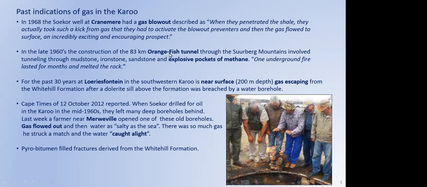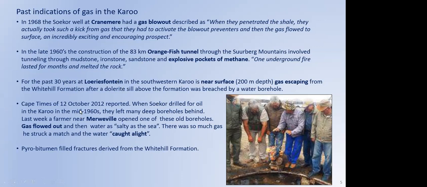And then in the 60s, while they were taking the Orange Fish River through the Seaback Mountains, they came across these pockets of methane, and an underground fire lasted for months. And then in the past 30 years at Louriesfontein, there's just gas that keeps escaping from where the White Hill is about a couple of 100 meters underneath the surface. After this farmer drilled through a dolerite sill.